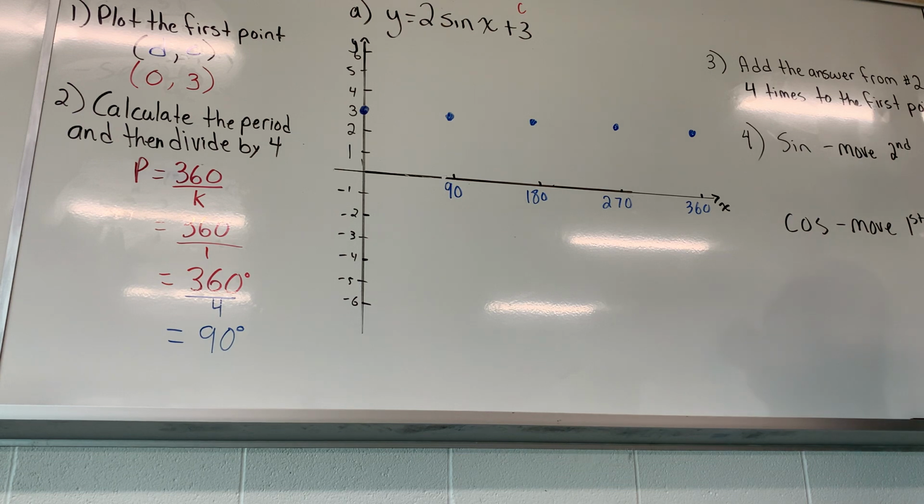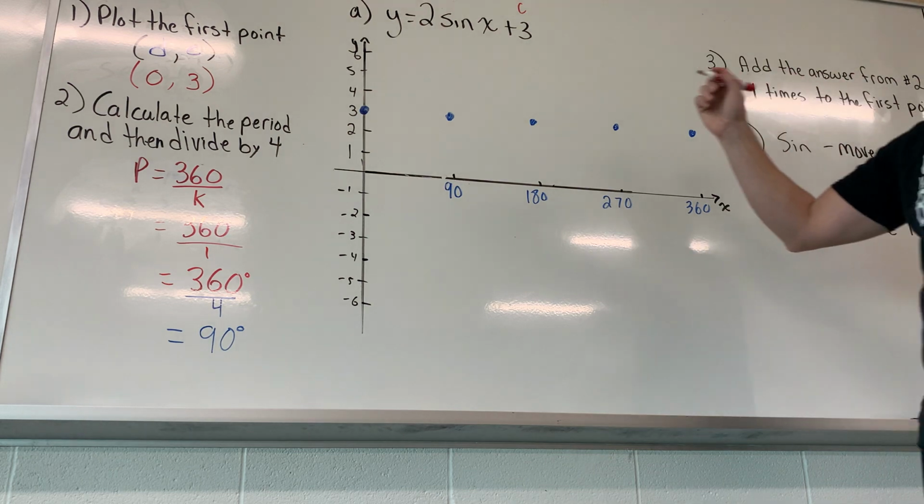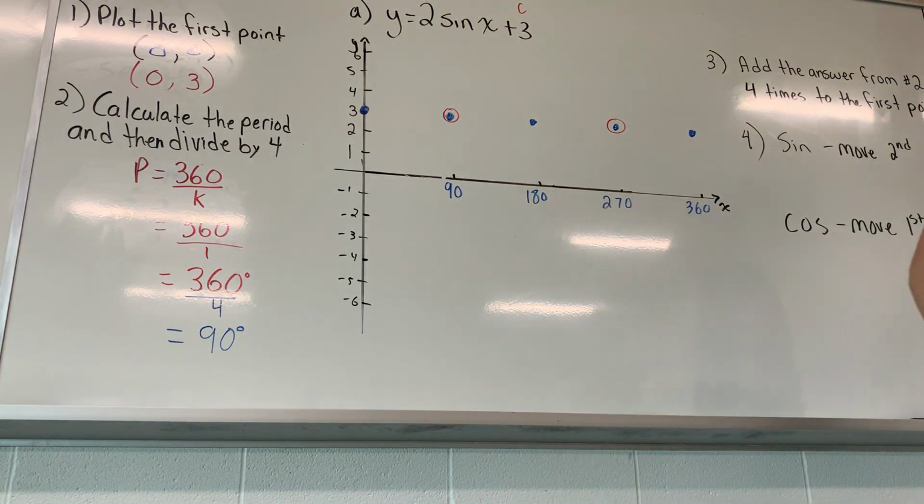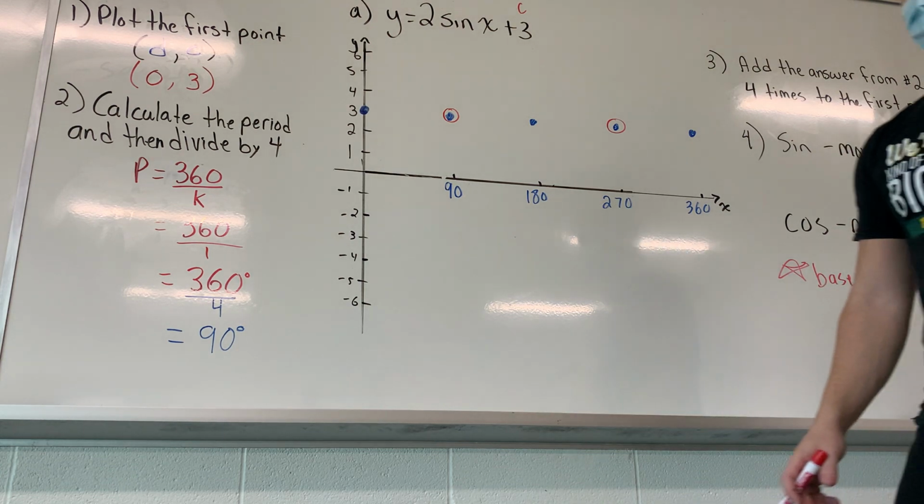So the fourth step: if it's a sine formula, we're gonna move the second and fourth point. If it's cos, we're gonna move the first, third, and fifth. Do we have sine or cos? Sine, so we're gonna move this point and this point, based on amplitude. So we're gonna move it based on the amplitude.